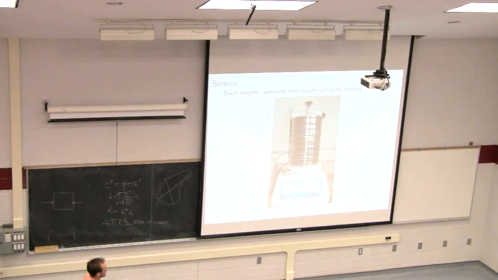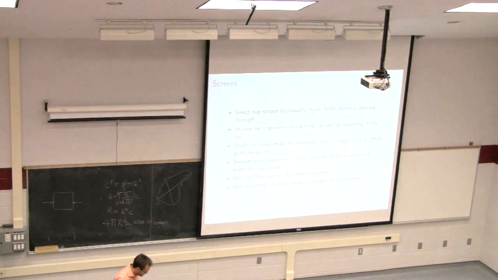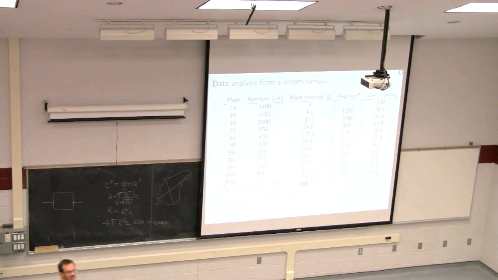And essentially what you're going to get from this is a table of numbers. So let me just jump ahead through this example over here. So here's my mesh size that I can read off the particular metal screen. I can see the aperture size that's also given to me. And then this third column is what the company or the laboratory technician measures. She or he will measure the mass that has been retained on that screen.